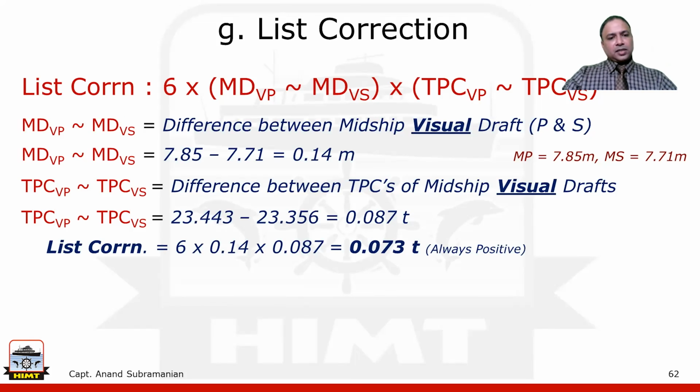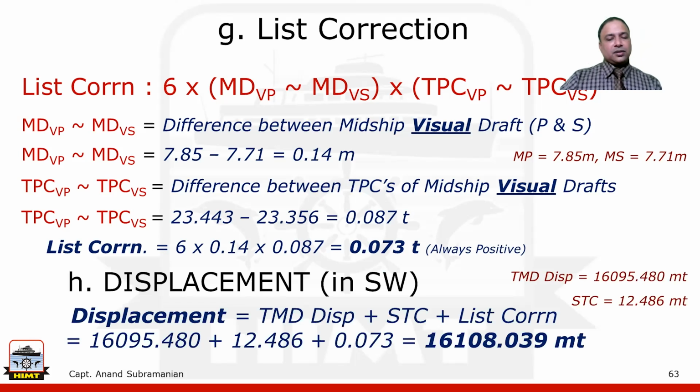The same thing applies for TPC also. The TPC of the port side visual draft mark and the TPC of the starboard side visual draft mark. The difference is obtained. The difference is again the absolute value, and it's 0.087 tons. Once you replace these values in the formula, we get 6 times 0.14 multiplied by 0.087, and the answer is 0.073 tons. This is also always positive. That means we are going to keep it in the plus sign only.